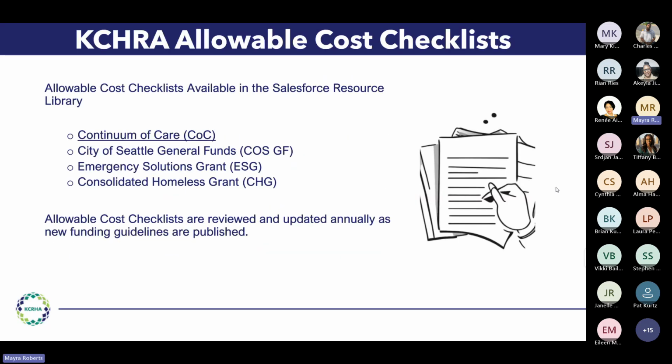To support agencies with allocating their invoices, KCRHA developed the allowable cost checklist. The allowable cost checklists are available in the Salesforce resource library. They are updated on an ongoing basis based on updates that we receive from our funders. We'll be communicating any updates to all of you, and we'll also update the Salesforce resource library to ensure that you're always looking at the most updated allowable cost checklist.